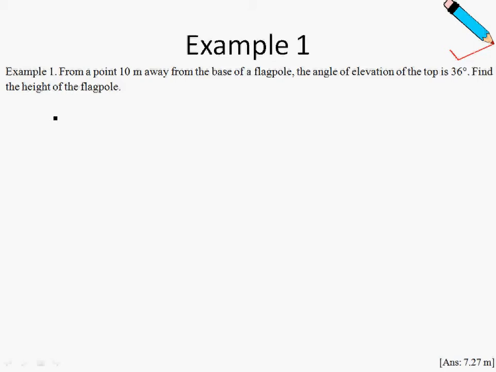So you have a flagpole. Okay, so this is my flagpole. The point that I'm looking at is 10 meters away from the base of the flagpole. So this is the base of the flagpole, and since the point is 10 meters away, this distance is 10 meters. The angle of elevation of the top is 36 degrees.